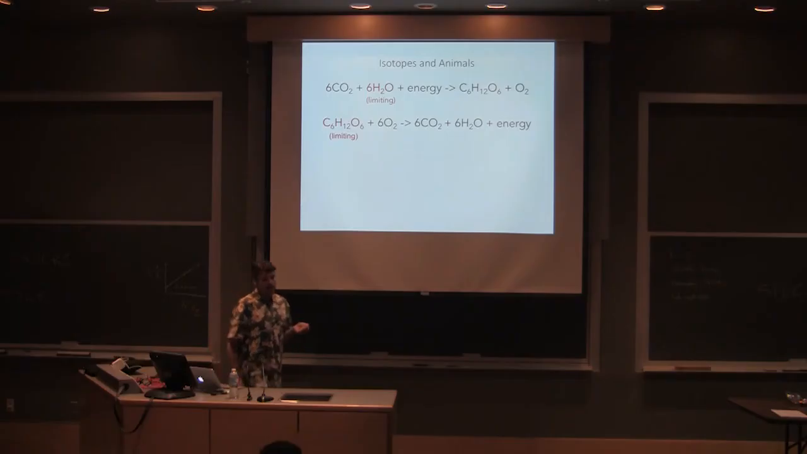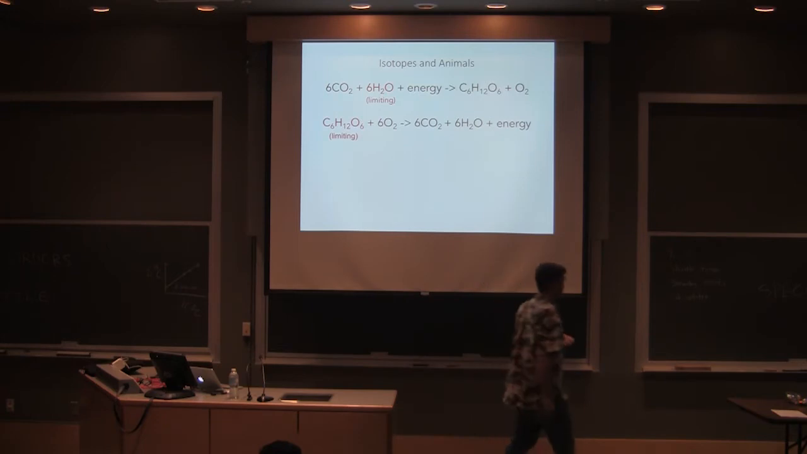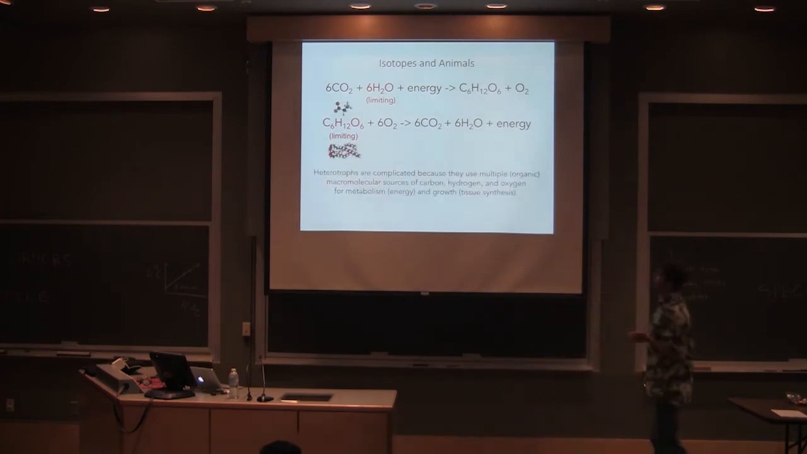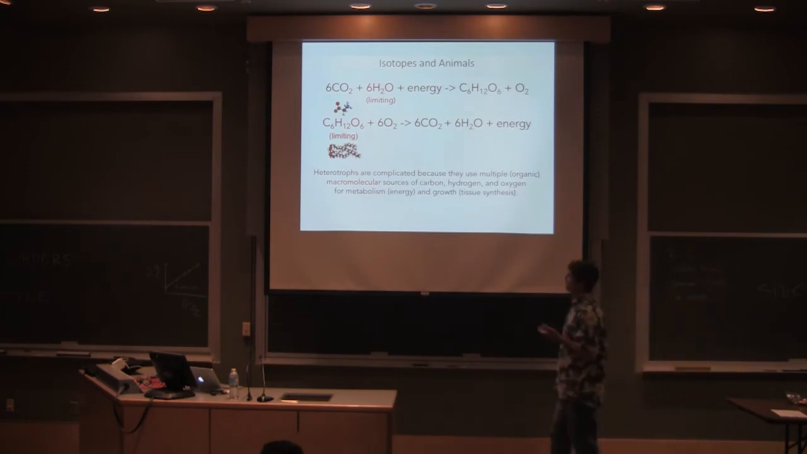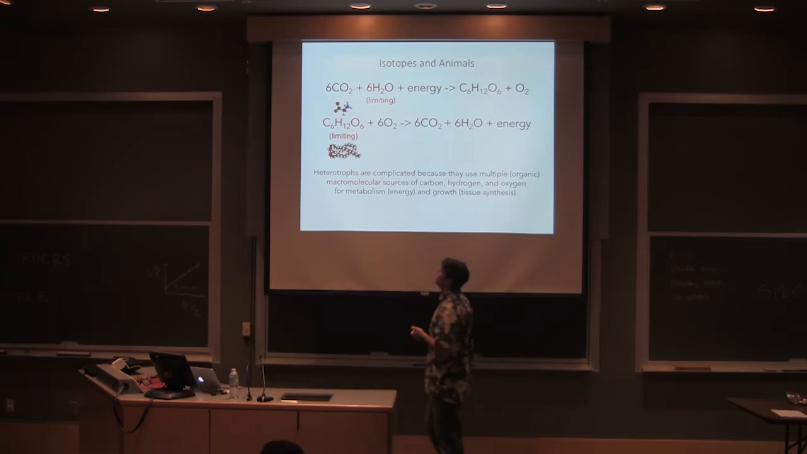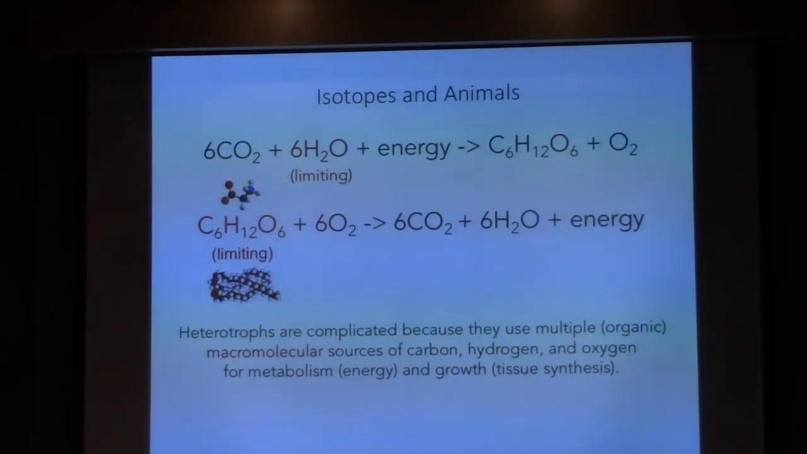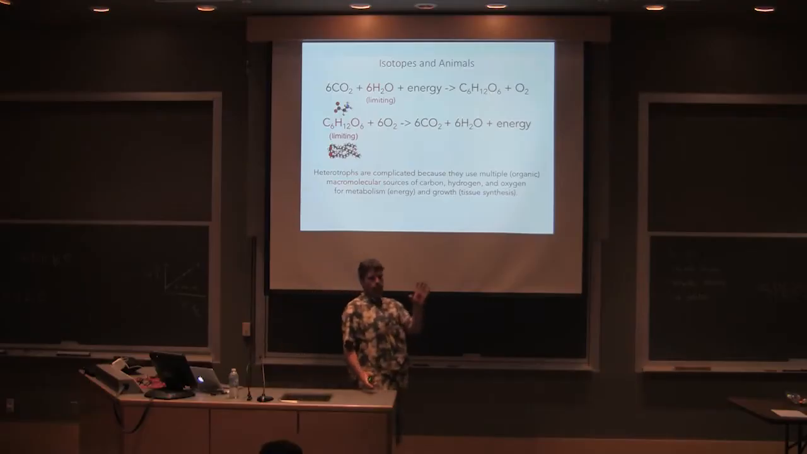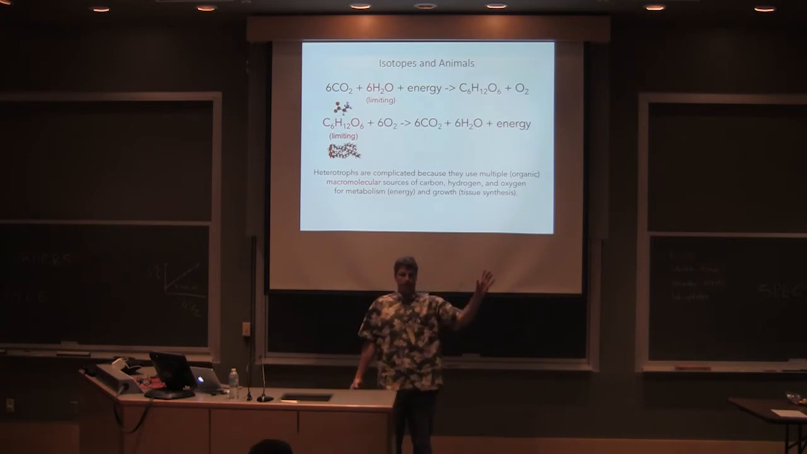And I would argue that heterotrophs are really complicated in comparison to a lot of different plants because they use a lot of different types of sources of carbon, hydrogen, and oxygen for metabolism, energy production basically, and growth to synthesize tissues. So not only carbohydrates, but they can use amino acids and they can use fatty acids as well.